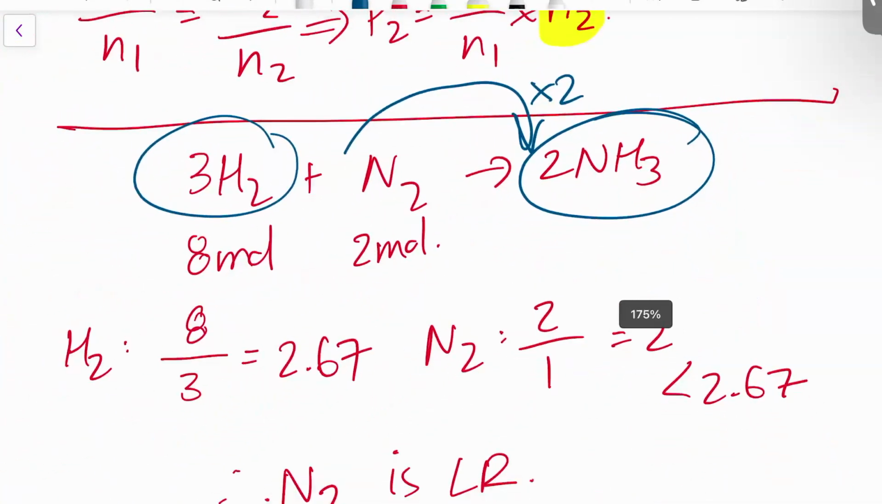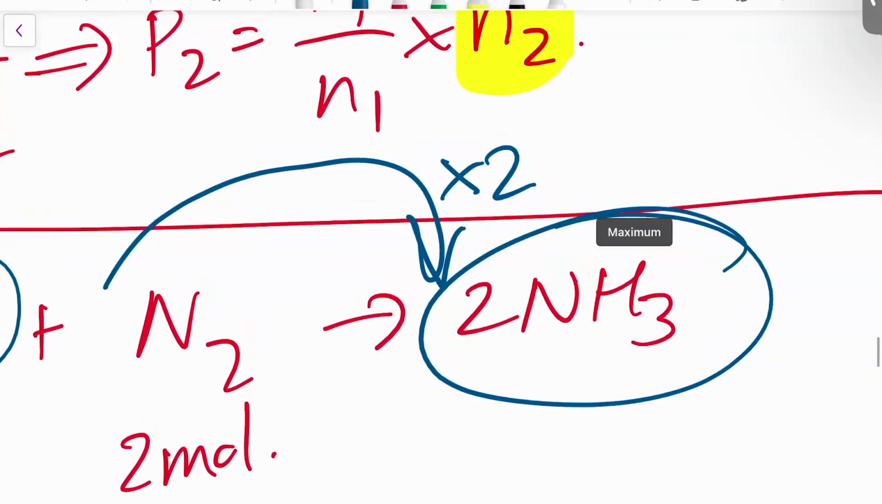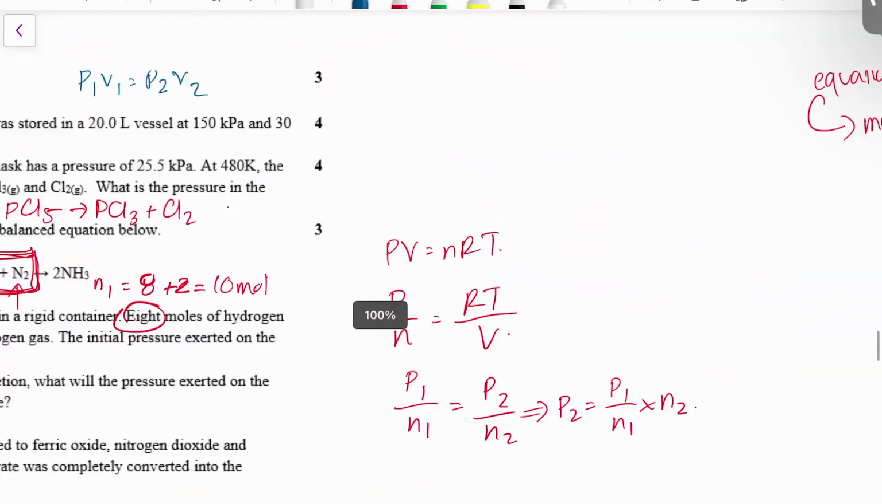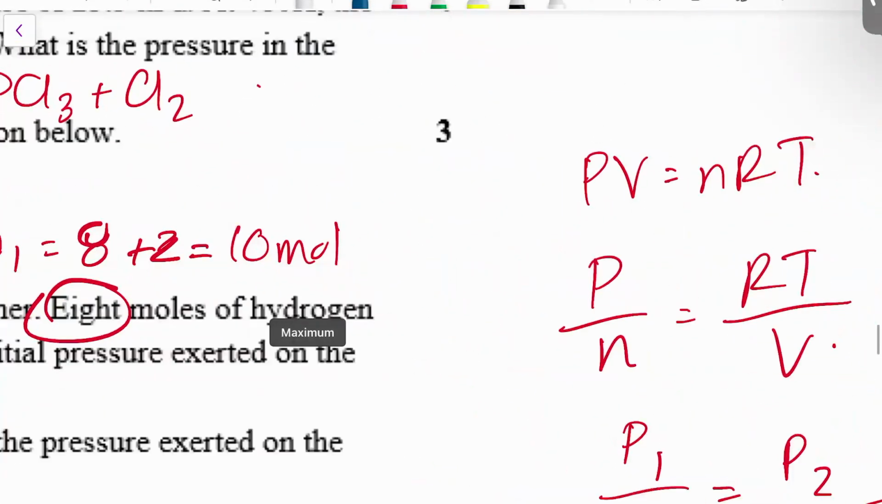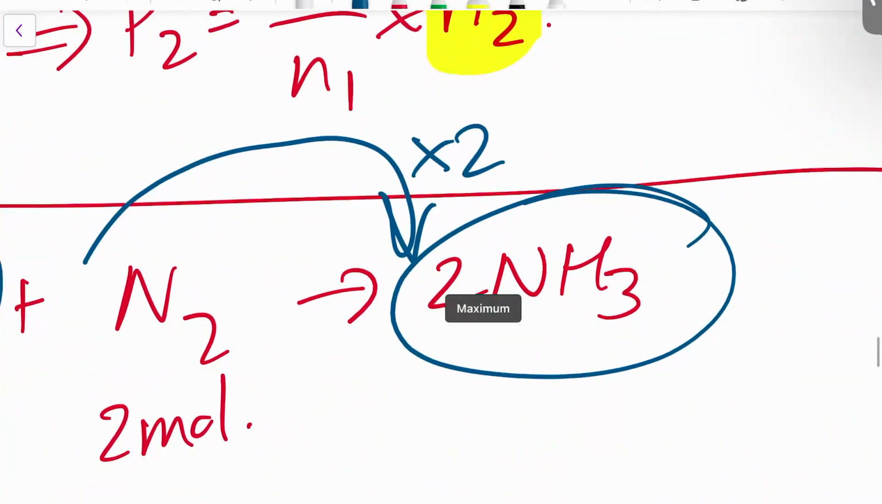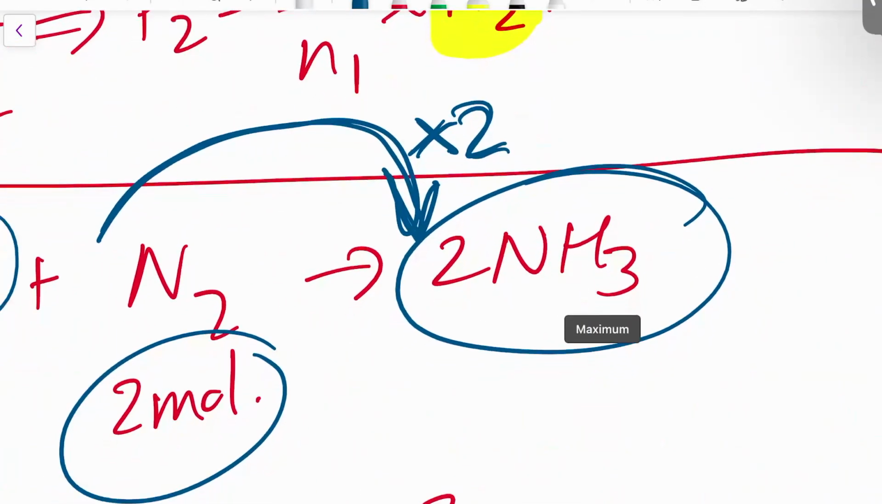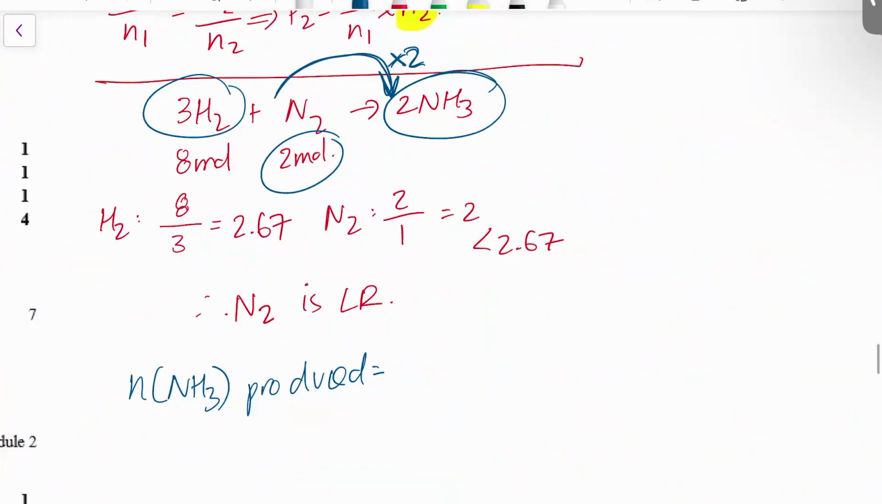Where did 20 come from? Oh, you're doing the 10 at the start. Okay, 10 was the total, yeah? Here I'm only relating it to the N2. Okay, N2 is your limiting reagent. 2 moles of N2 fully converted into NH3. You're only using the 2, 4. Good. So NH3 produced is 2 times moles of N2 is 2 times 2 is equal to 4 moles.